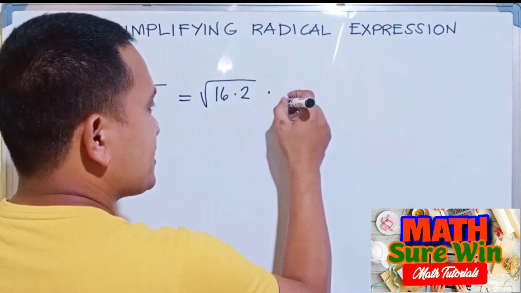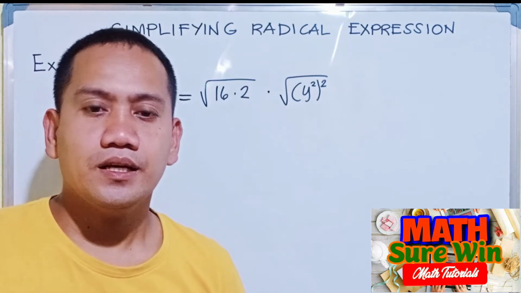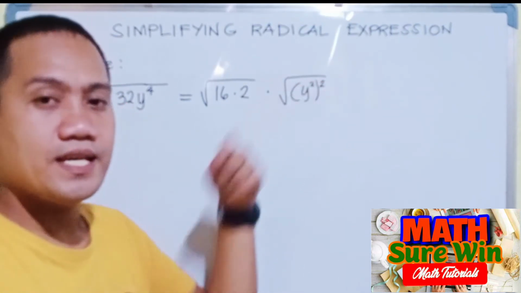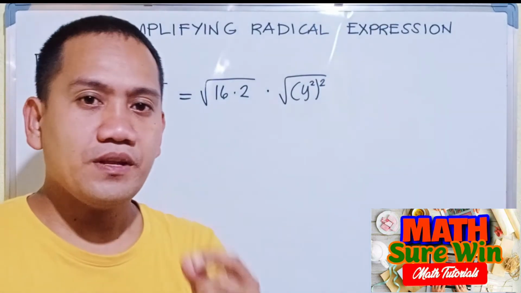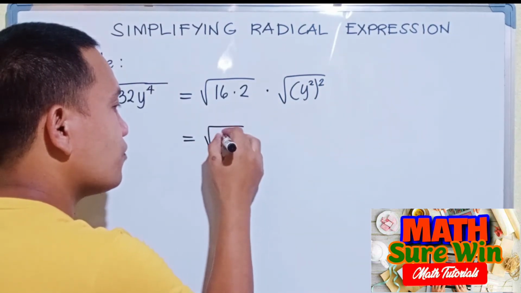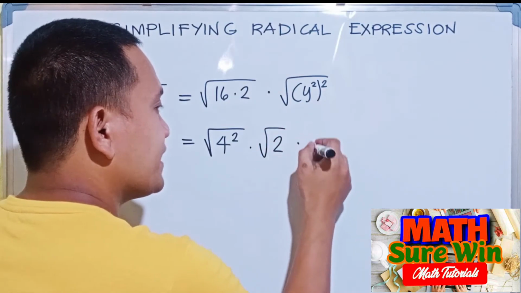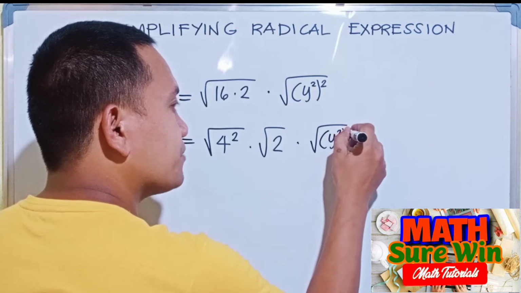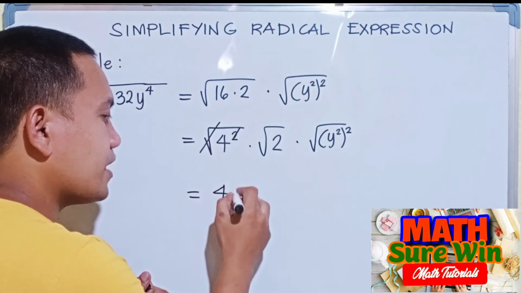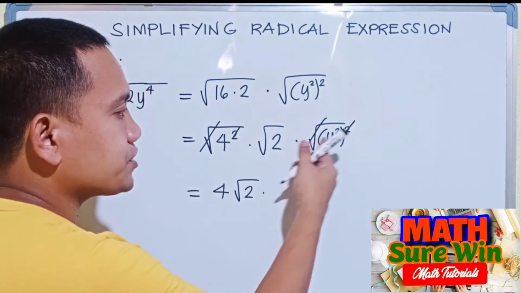While y to the fourth can be written in its exponential form as the quantity y squared raised to the second power, and that is applying the power of a power, wherein we multiply the exponent outside our grouping symbol to the exponent inside our grouping symbol. So let's now simplify this radical expression. 16 can be written in its exponential form, and that would be 4 squared. While we will just simply copy square root of 2. And again, copy the quantity y squared raised to the second power. So we can eliminate our radical symbol since our index and exponent are the same. So we'll have 4. Then copy square root of 2 times this one. So we can also eliminate our radical symbol since our index and exponent are the same.